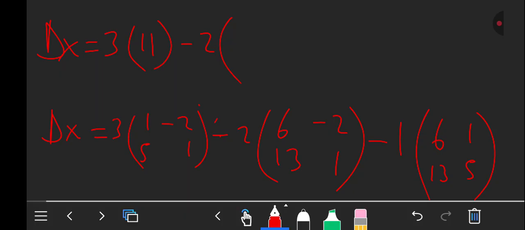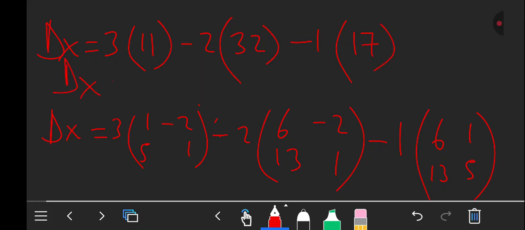So this is 6. 6 times 1, that is 6. Then 6 minus 13 times negative 2, that is negative 26. So 6 plus 26 in short. That should give a 32. Then we have minus 1. This is 6 times 5, that is a 30. 30 minus 13 times 1, that is 13. 30 minus 13, that should give a 17.